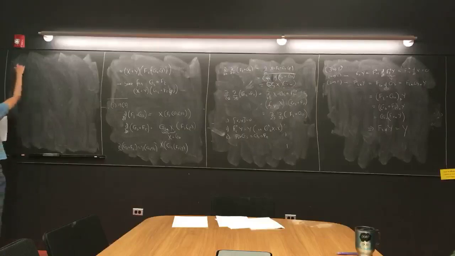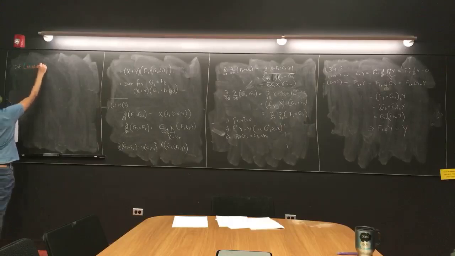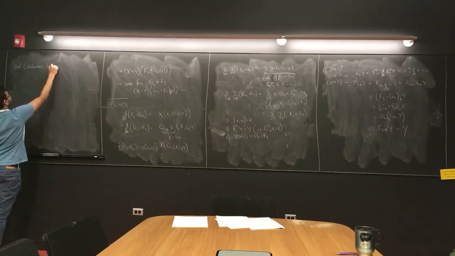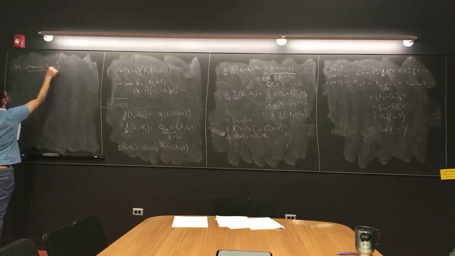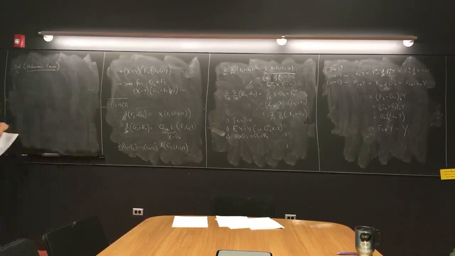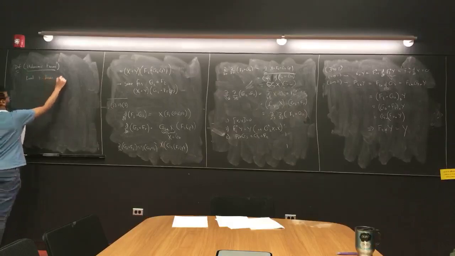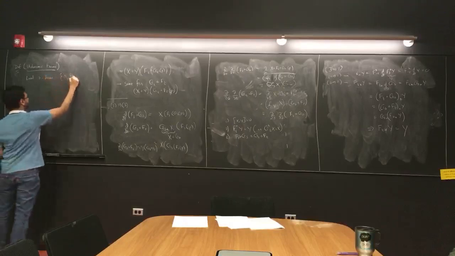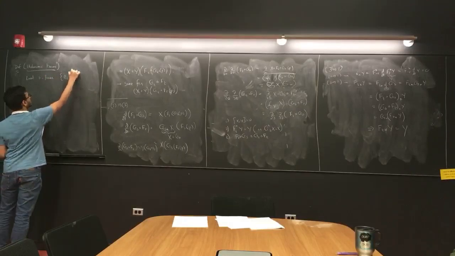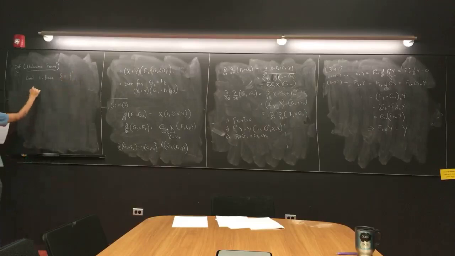So we have a definition of a holonomic frame. A holonomic frame is a local k-frame, which is a set of basis vectors for the tangent space such that all the basis vectors commute.